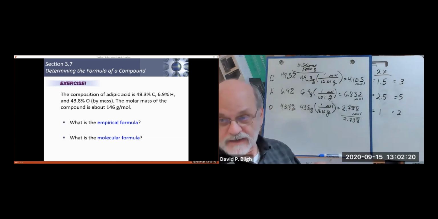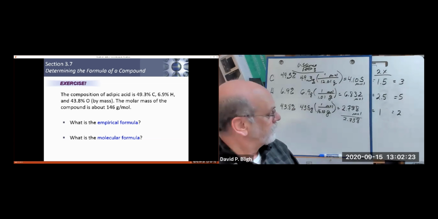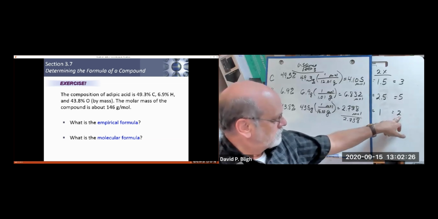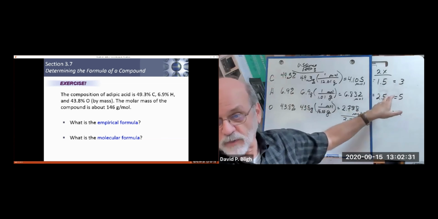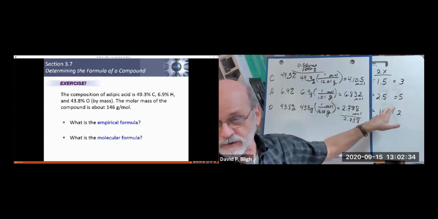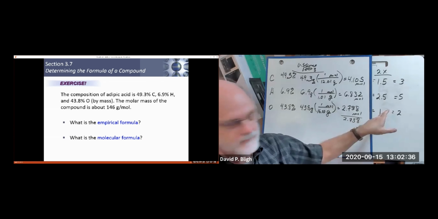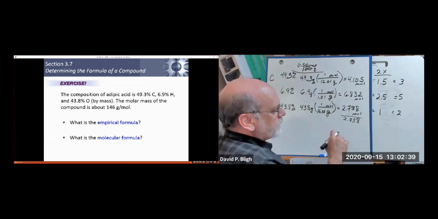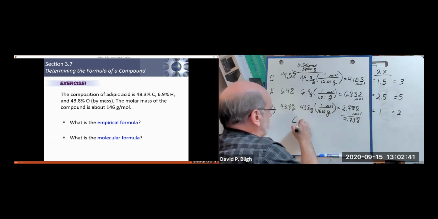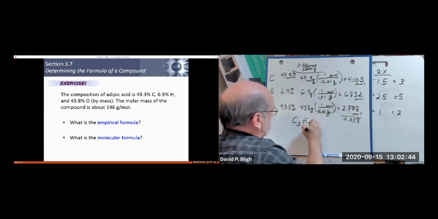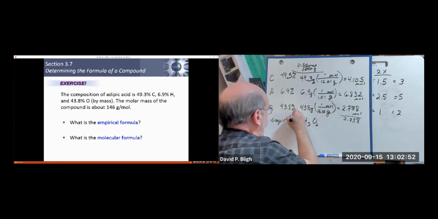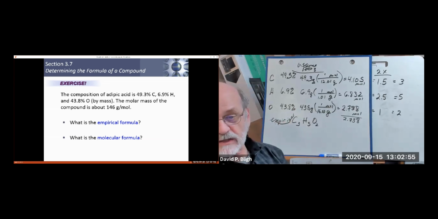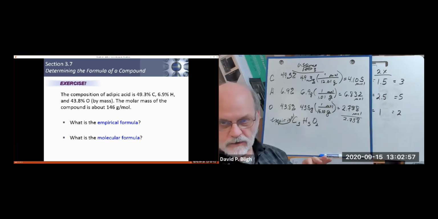Now you have to ask yourself, is that the simplest whole number ratio? Well, probably, because that's an even number, and those are both odds. Not only are they odds, they're all prime numbers. So nothing else is going to divide into them but themselves and 1. So that's our whole number ratio of carbon, hydrogen, and oxygen. That's our empirical formula. C3H5O2, simplest whole number ratio.